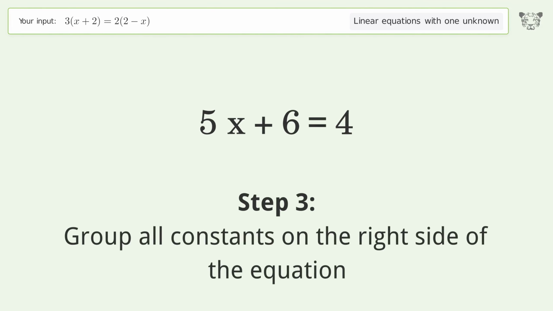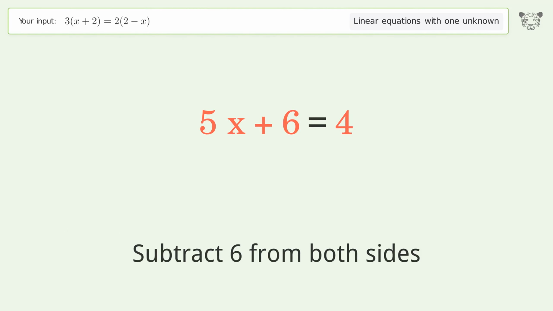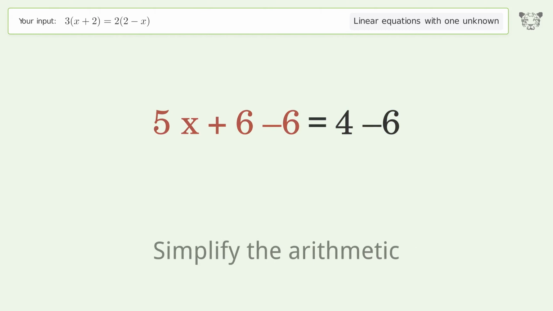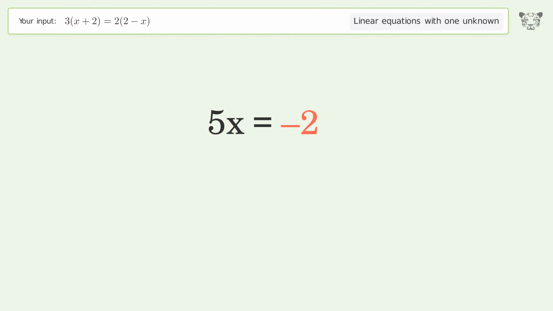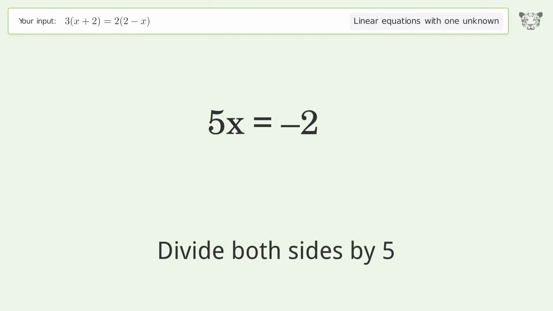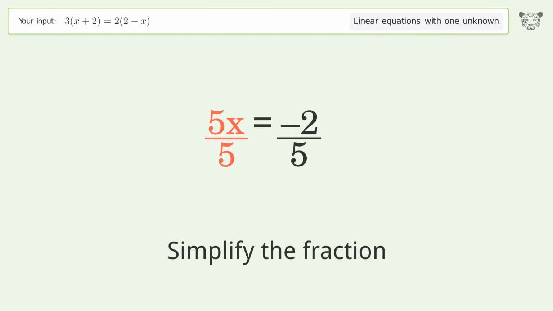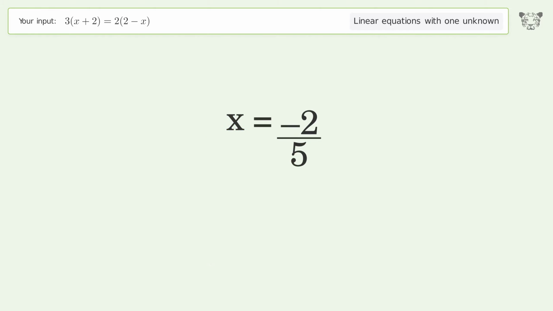Group all constants on the right side of the equation. Subtract 6 from both sides. Simplify the arithmetic. Isolate the x. Divide both sides by 5. Simplify the fraction. And so the final result is x equals -2/5.